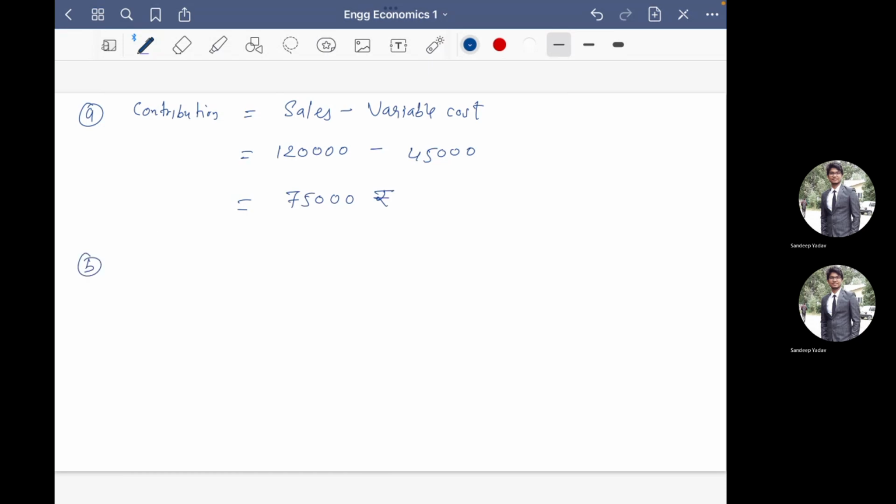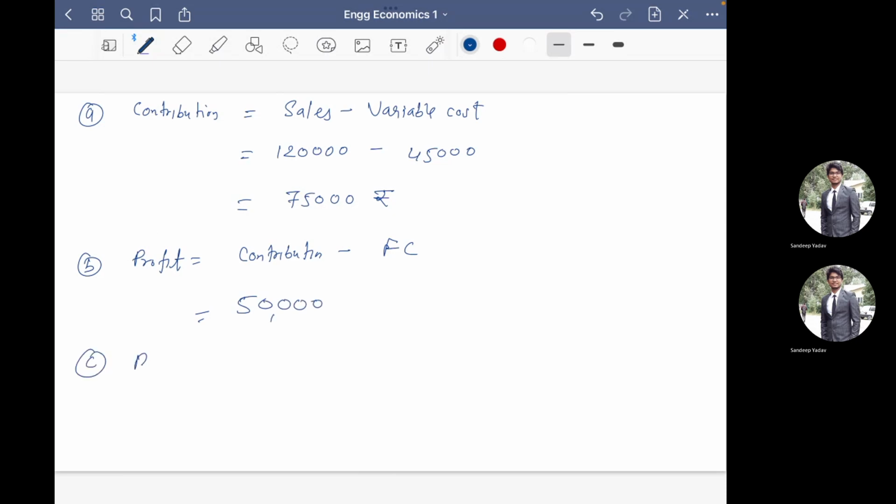Now the other thing is profit. Profit is contribution minus fixed cost. Fixed cost is already given, 25,000. We can calculate the profit, that is 50,000 rupees.